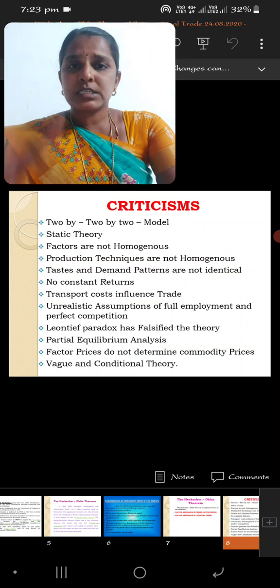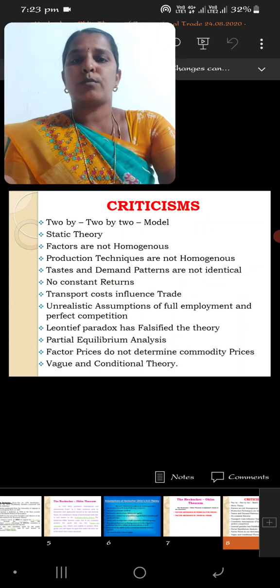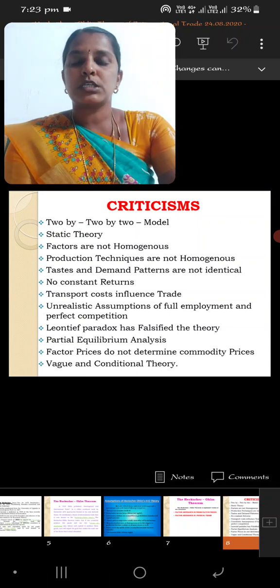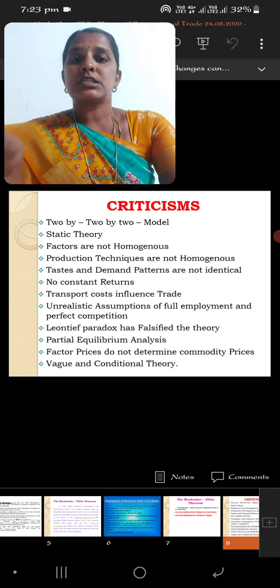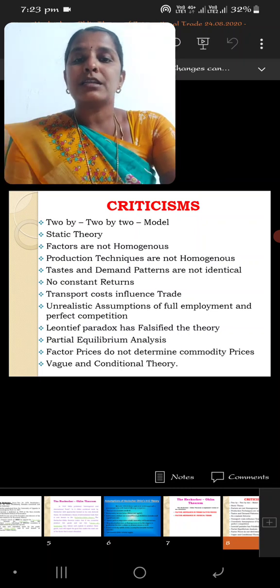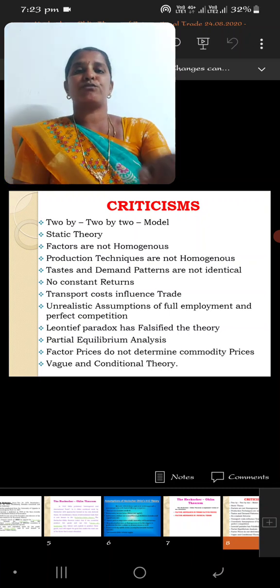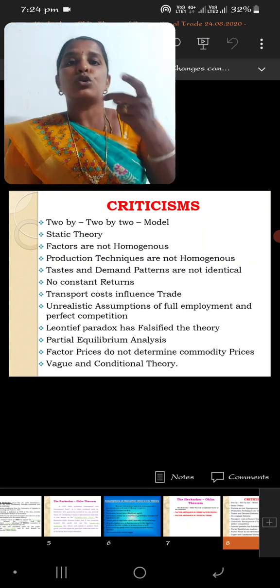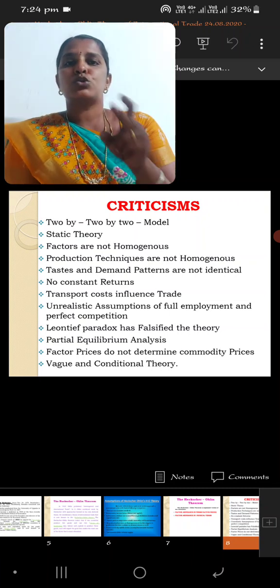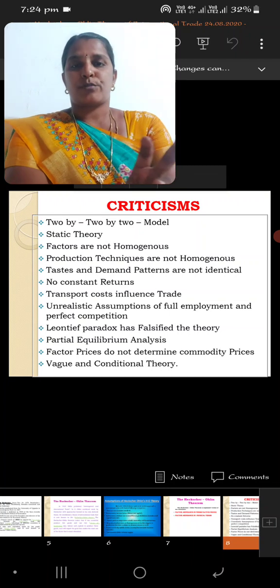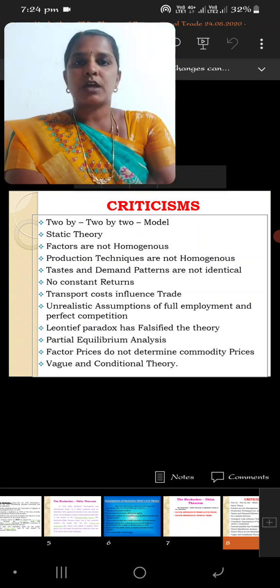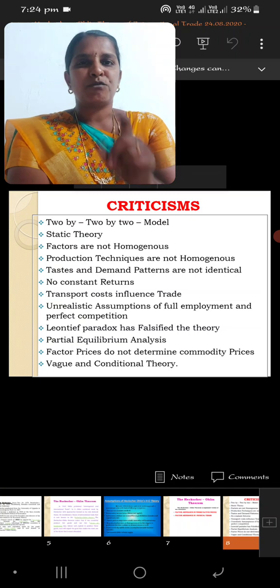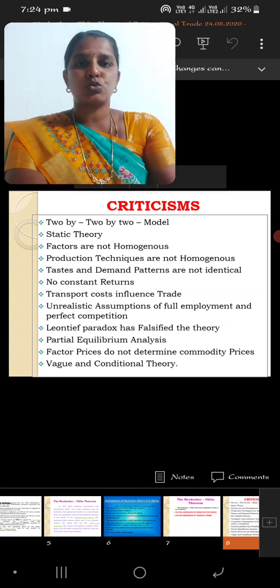So what are the criticisms? The 2 by 2 by 2 model, static theory, factors are not homogeneous, production techniques are not homogeneous, taste and demand patterns are not identical. So here we are following only the 2 by 2 model. That is nothing but 2 factors of production and 2 goods, so everything we are using is 2. So that is the first criticism of the 2 by 2 model.